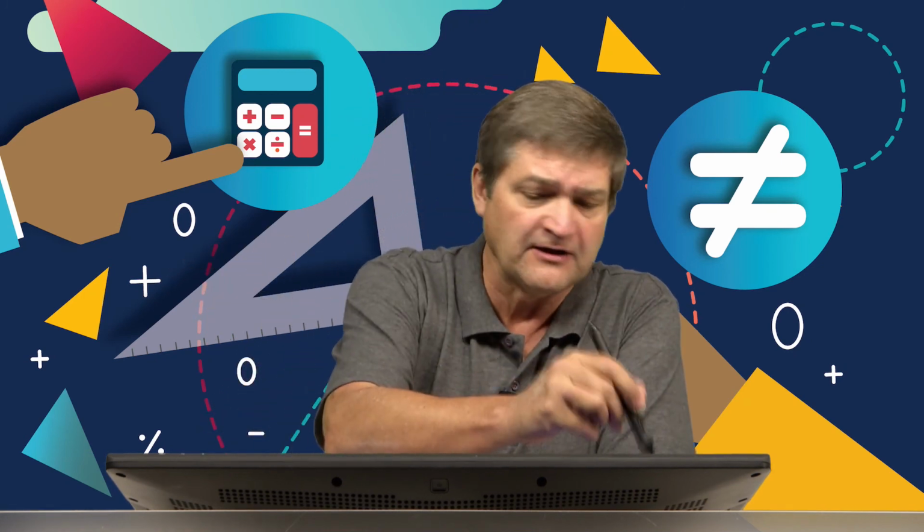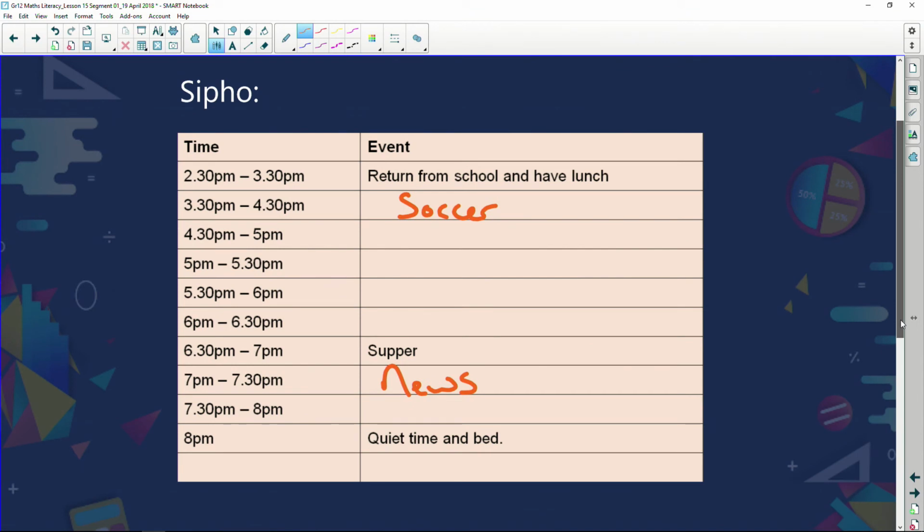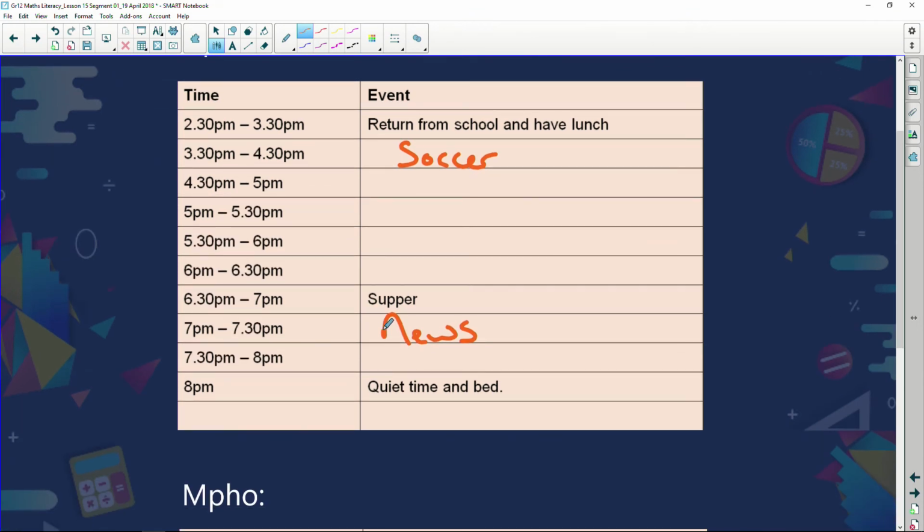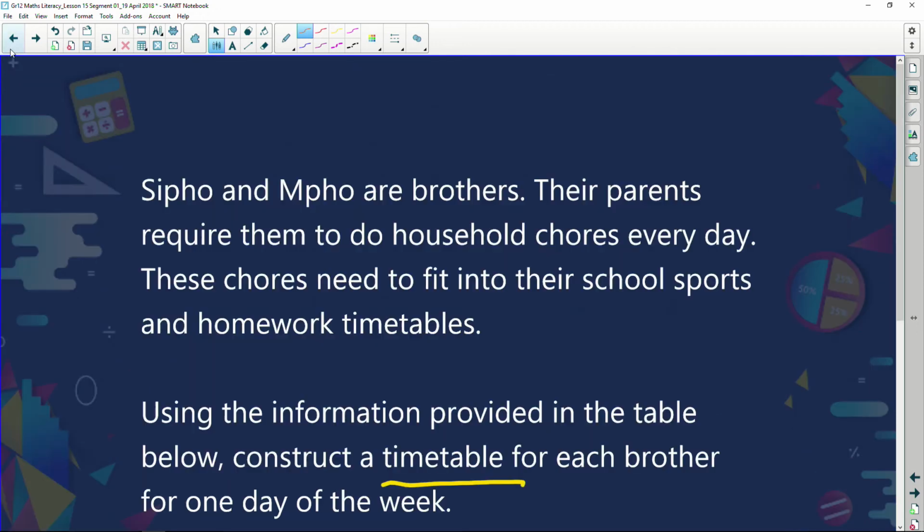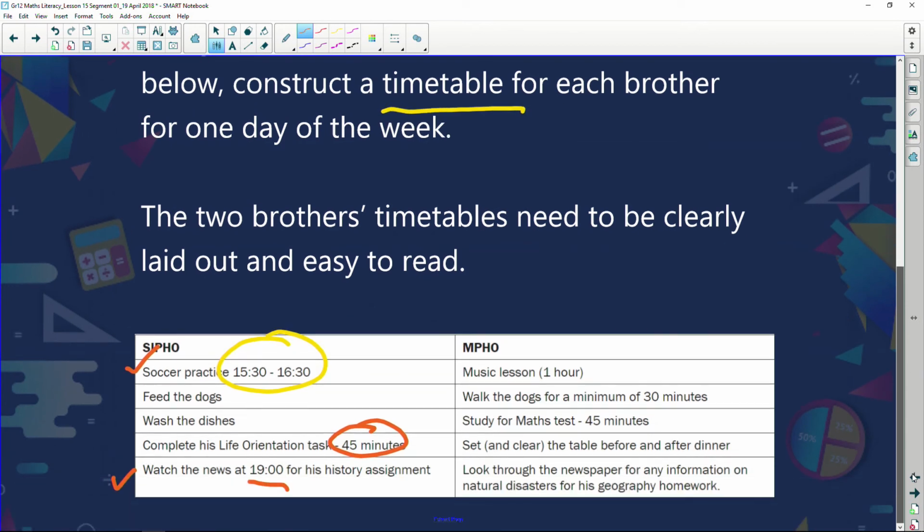So let's have a look here. When does he eat and can we wash the dishes? Well, when I look here, I see we have supper from 6:30 to 7. We can't do the dishes from 7 to 7:30 because we're watching the news. That only leaves one little gap for doing the dishes, and that's from 7:30 to 8 o'clock. Okay, so we've washed the dishes. That has already been put in our timetable.